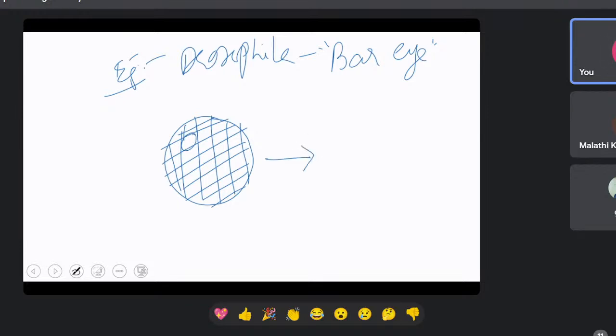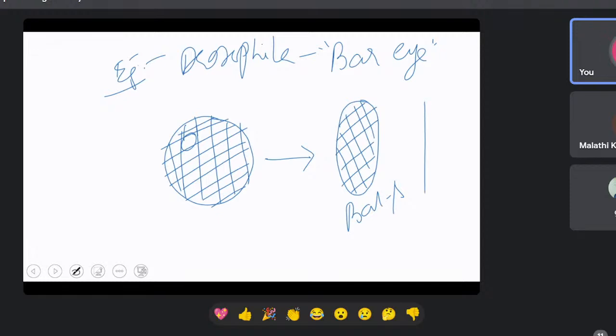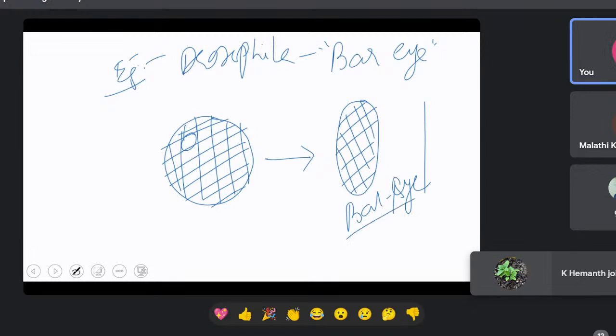And this normal compound eye becomes oblong and narrower. Why does it become oblong and narrower? Because the number of ocelli decreases, and such an eye is called bar shaped. Bar means it's a line. So the eye, which is said to be almost spherical and round, is now becoming oblong and rod shaped. Hence it is called a bar shaped eye or bar eye.